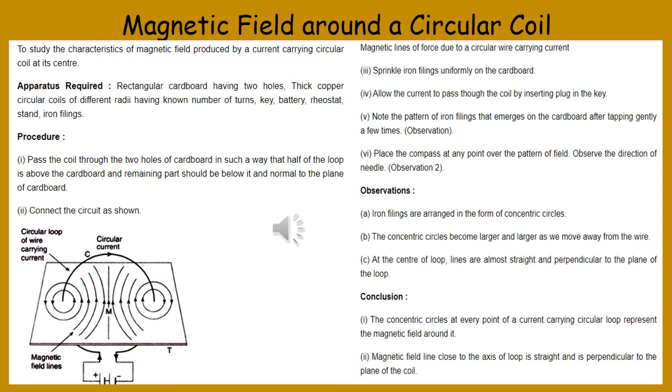So we can see that in between the two limbs of the circular loop, the magnetic field lines are all moving inside the plane. That means they are going away from the observer. So all the lines are moving in that direction. If we sprinkle iron filings and tap, they will show concentric circles around the two limbs. And if you place a magnetic needle, the north pole of the needle will point in the direction shown by the arrow in the diagram.